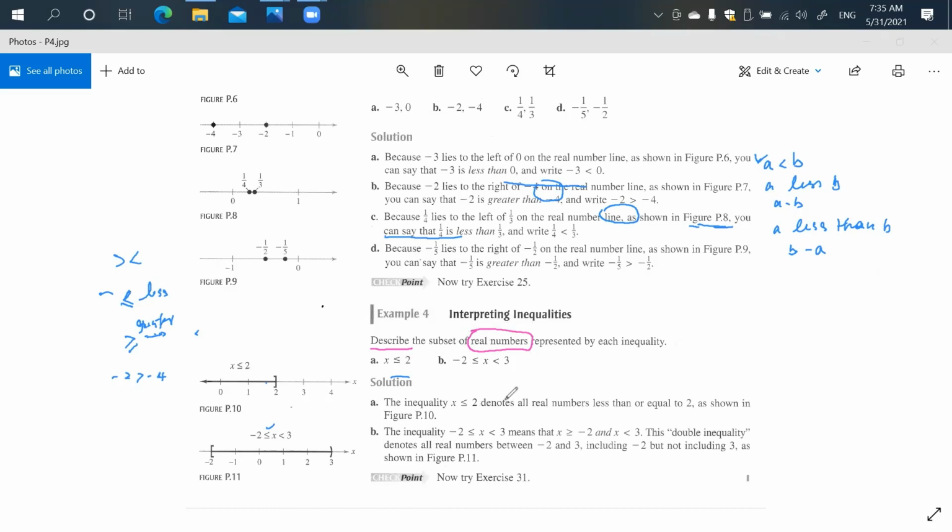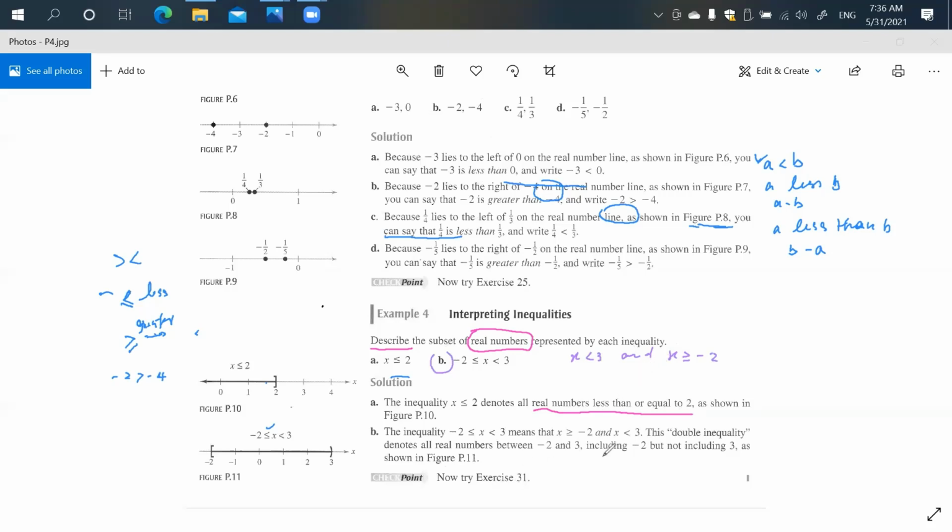So how do you read it? You can say x is a real number less than or equal to this one. And for question 2 here, you can make it into two things. You can write down x less than 3, and x greater than or equal to negative 2. When you write it down, you can write this way.